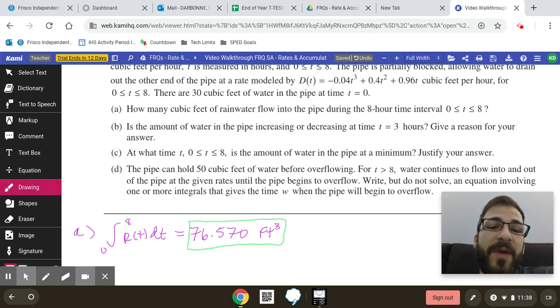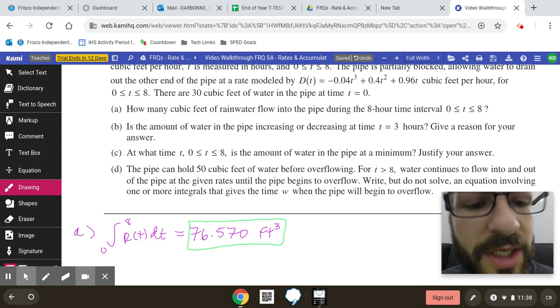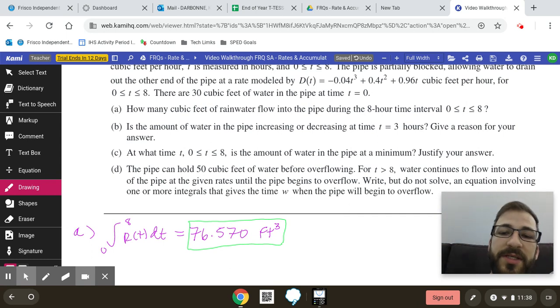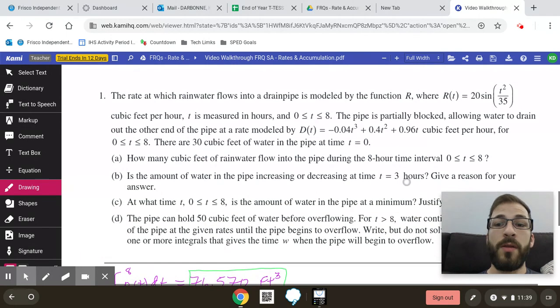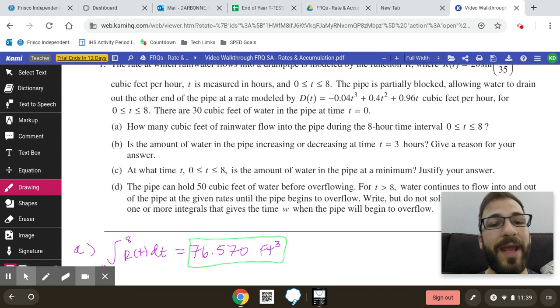All right, B: is the amount of water in the pipe increasing or decreasing at time t equals 3 hours? And give a reason for your answer. So is the amount of water in the pipe increasing or decreasing at t equals 3? The amount of water in the pipe is going to be dependent on two things: R of t, rainwater flowing in, and D of t, rainwater flowing out. I'm also talking about the exact amount, so I am going to include that 30 cubic feet of water in the pipe at time t equals 0.